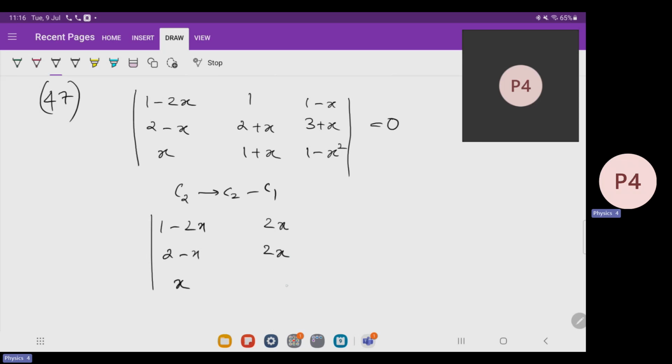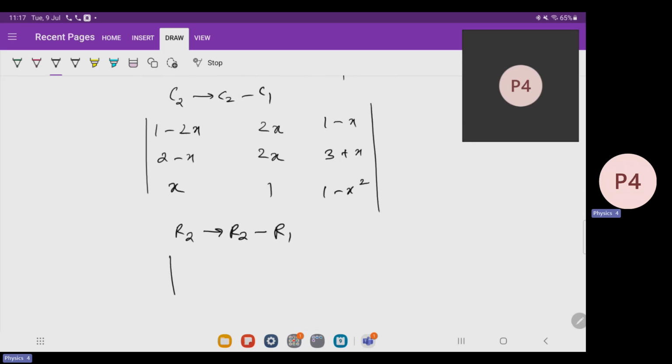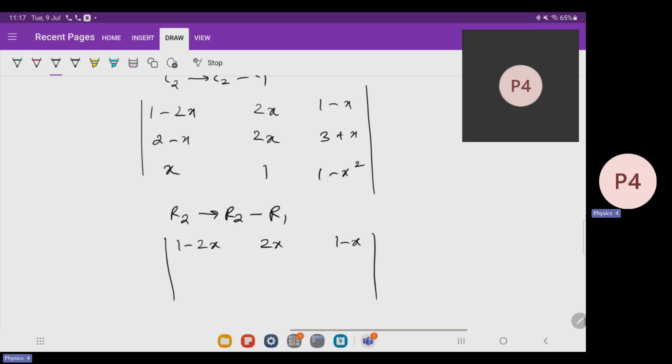This would be 2x again. 1 plus x minus 6. This would be 1. This is 1 minus x. 3 plus x. 1 minus x square. Now what we can do, in place of R2, I am going to write R2 minus R1. So R1 is as it is, 2x, 1 minus x. But 2 minus x minus 1 plus 2x, that would be 1 plus x. This would be 0. 3 plus x minus 1 plus, this is 2 plus 2x. And this is x, this is 1, this is 1 minus x square.